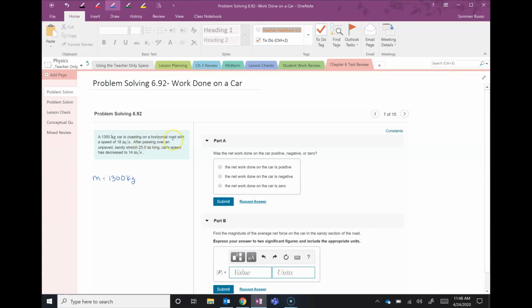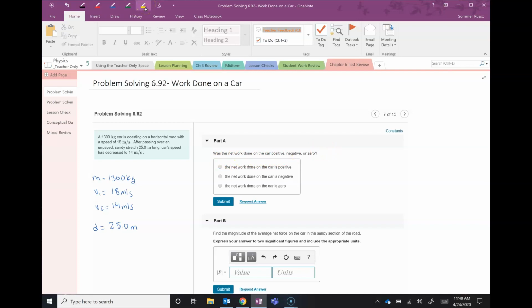It's coasting on a horizontal road with a speed of 18 meters per second. After passing over an unpaved sandy stretch 25 meters long, the car's speed has decreased to 14 meters per second. The first question says, what was the net work done on the car: positive, negative, or zero?